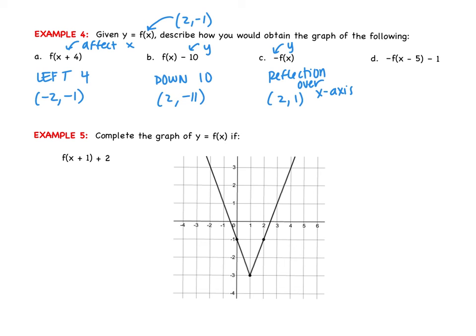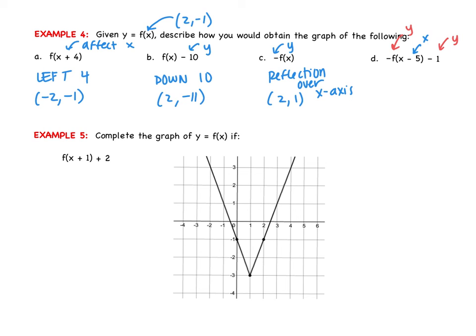Okay. Last one is D. We got 2 more examples. In D, we have 3 things going on. What's inside the parentheses affects x. And then we have 2 things in this case affecting y. 1 piece affecting x, 2 pieces affecting y. You will always deal with x first. Always deal with x first.